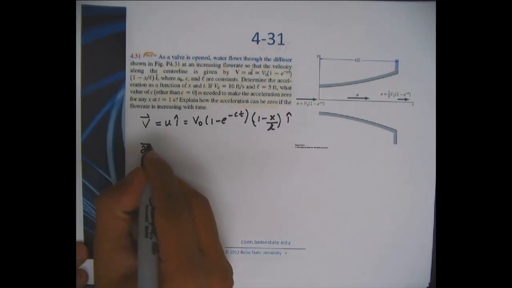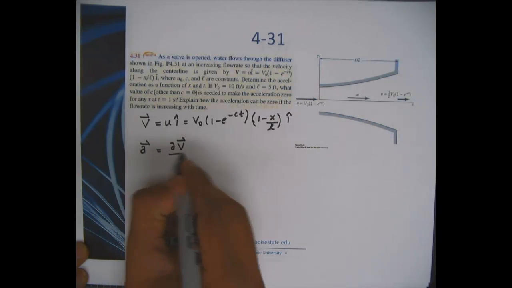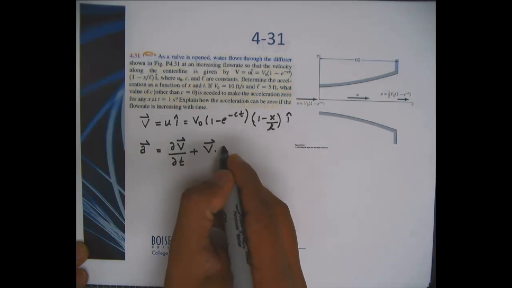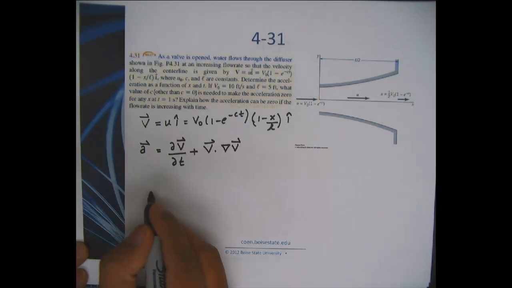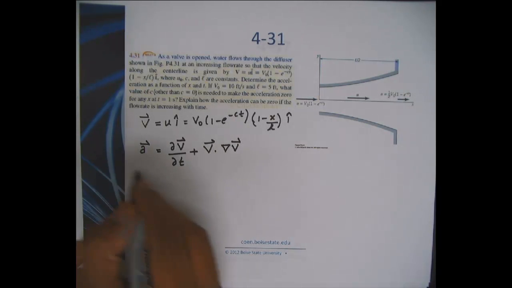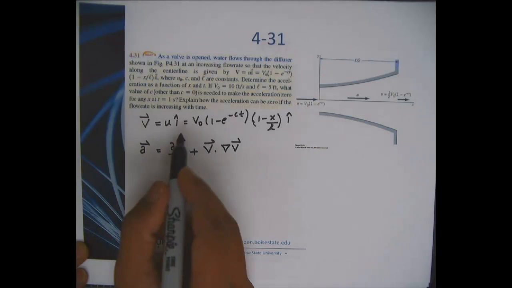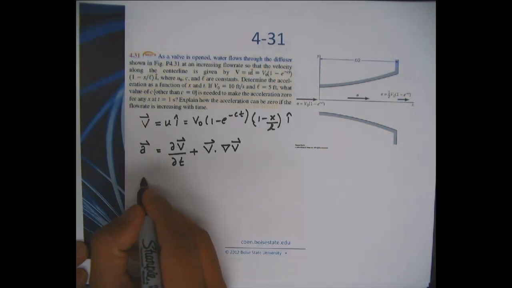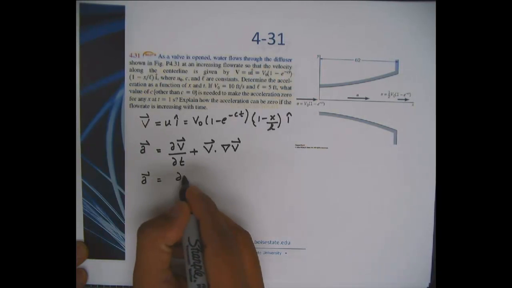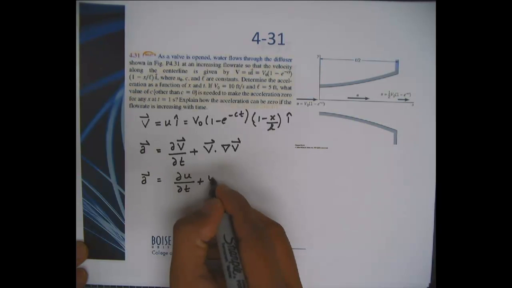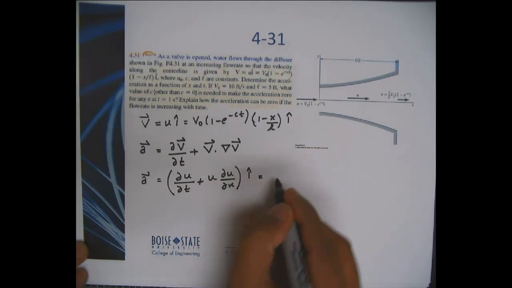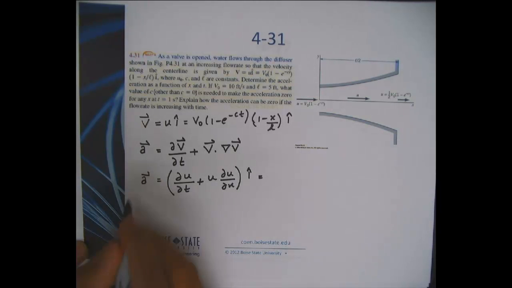So acceleration is dou v dou t, the local acceleration, plus the convective acceleration terms. Okay, and you see that in this problem we have only one component u. The v and w components are zeros. So we can simplify this as dou u dou t plus u dou u dou x, and we should carry the unit vector since we are talking about a vector quantity here.